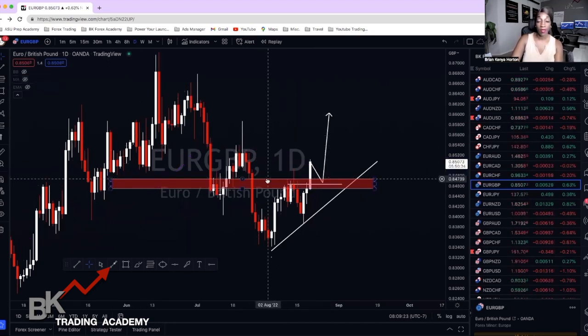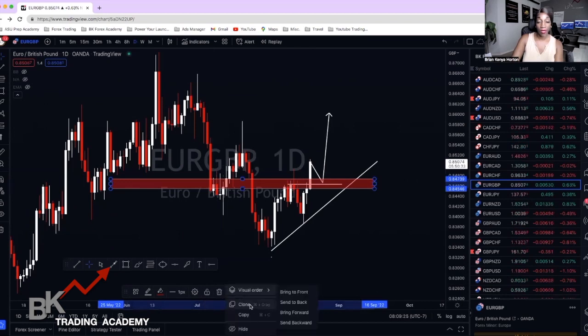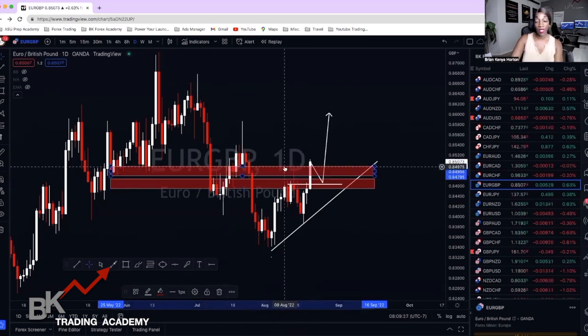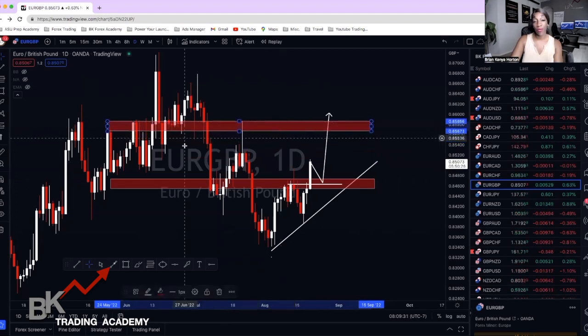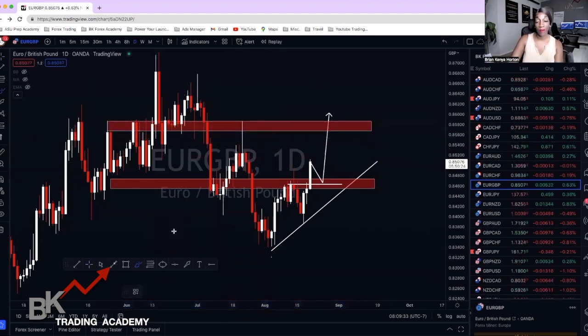This is our next reversal zone here on the daily. So I'm going to clone this, and if I just bring it right to this resistance here, you'll see that this is an area that was previous resistance. It was also previous support. So here you always want to bring it out to the wicks.